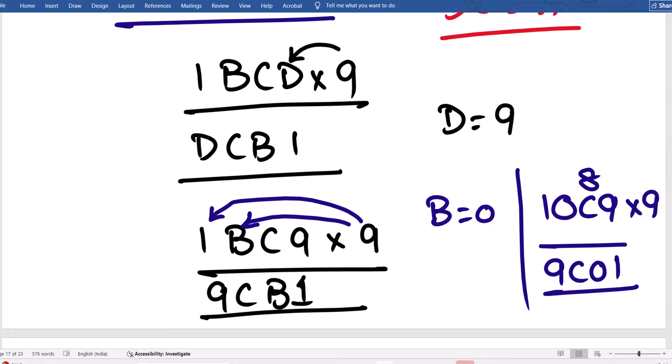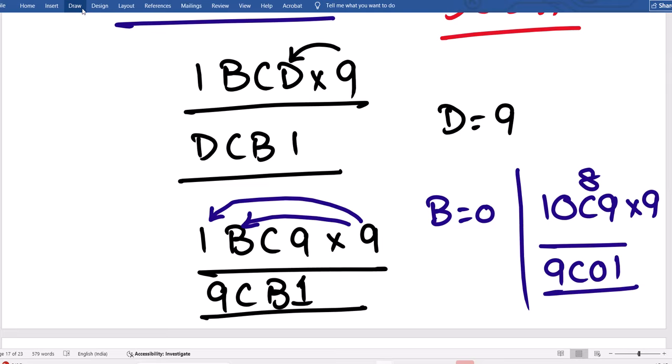Now see, 9 multiplied by C, adding 8 should give 0 as the units place. If C is equal to 8, 9 8s are 72, 72 plus 8 is 80, so 0 will come. Why can't C be 2? If C is 2, 9 2s are 18, 18 plus 8 is 26. Here I want 0. It should not be 6 here.